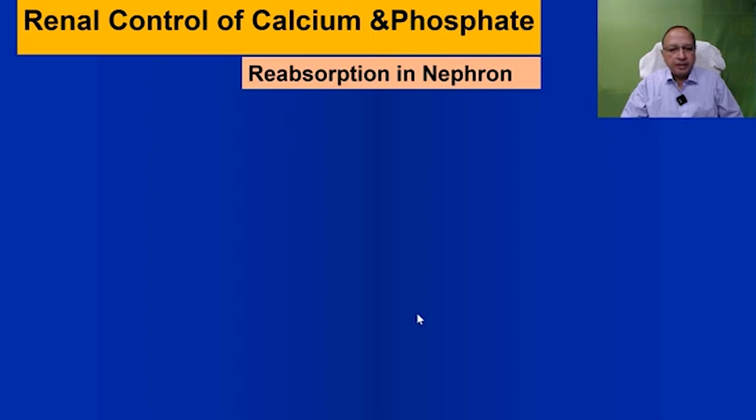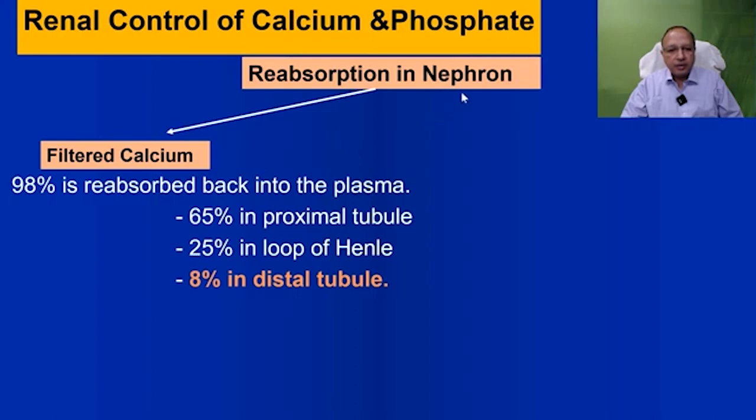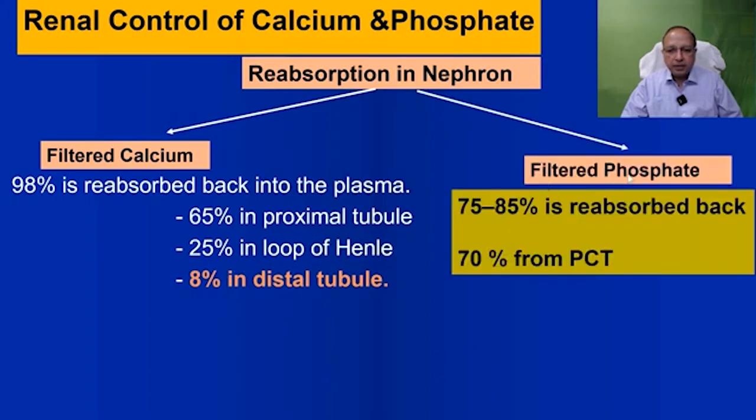So coming to the next, that is the kidney. What is the renal control of the calcium and phosphate? Reabsorption in the nephron occurs for the filtered calcium. Primarily, 98% is reabsorbed back into the plasma. The absorption of calcium in the nephron occurs primarily in the proximal tubule: 65% in the proximal tubule, 25% in the loop of Henle, and 8% in the distal tubule. Of the filtered phosphate, roughly 75 to 85% is reabsorbed back, and nearly most of it, 70% or so, is absorbed from the proximal convoluted tubule.